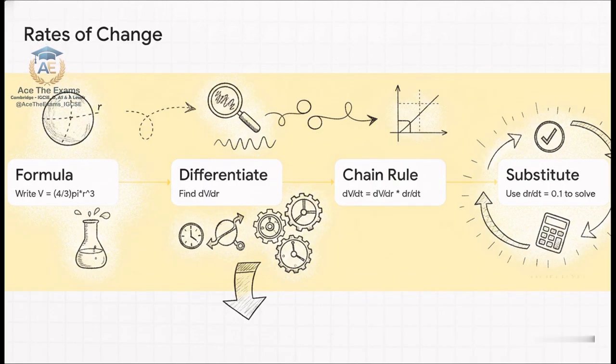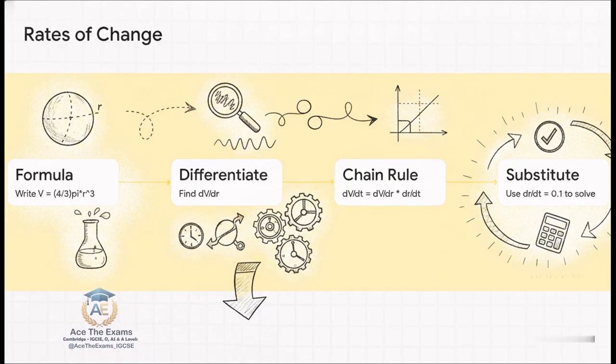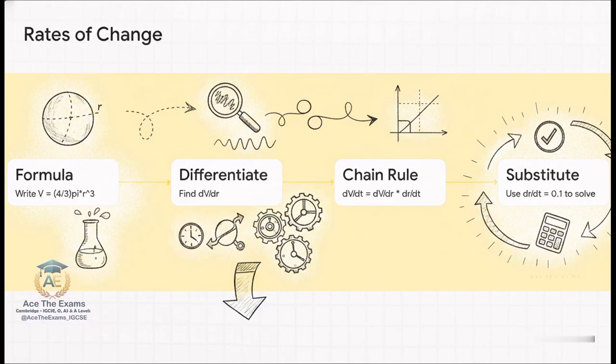You just follow this precise framework to connect the changing radius directly to the changing volume, and you effortlessly steal back those marks. Step 1, write down the volume formula for a sphere. Step 2, differentiate it to find dV by dr. Step 3, construct your chain rule, linking the rates, so dV by dt equals dV by dr multiplied by dr by dt. And step 4, substitute your known rate of 0.1 and solve. It really is a beautiful, logical flow of mathematics.